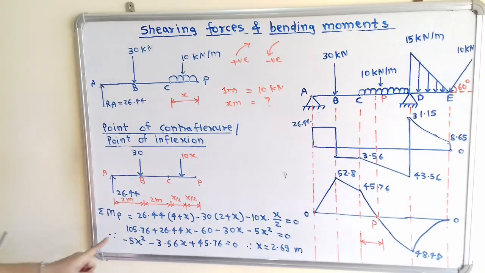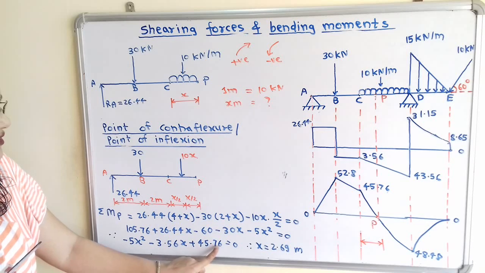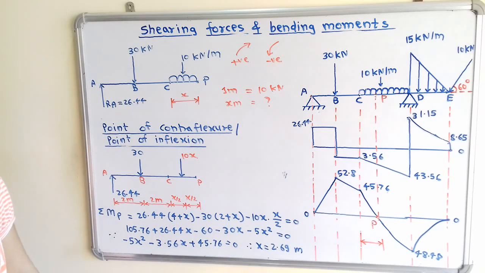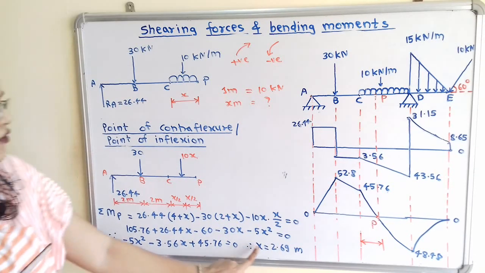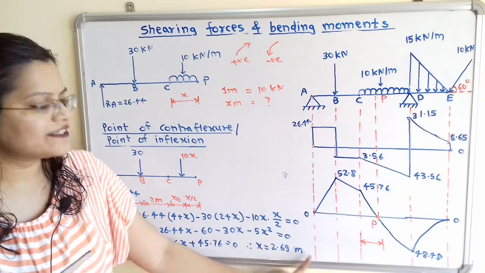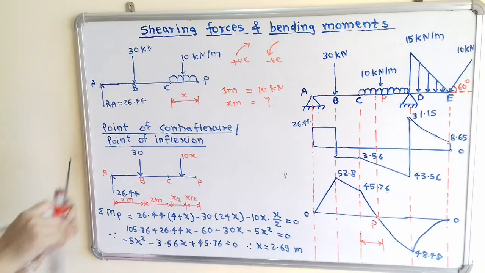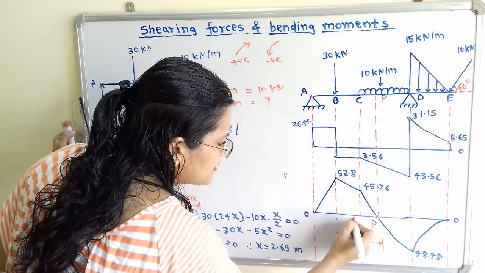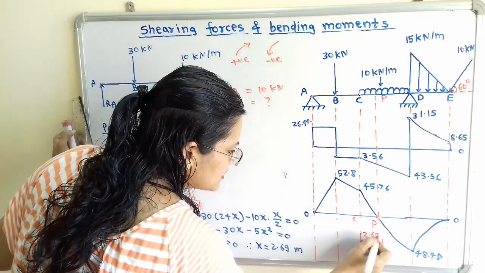When we simplify this, we get minus 5x square plus 3.56x plus 45.76 is equal to 0. So we can take the minus sign common and transfer it to the right hand side. And when we solve this equation, we get the value of x equal to 2.69 meters. So we can say that the distance between C and P, here is the point C, is 2.69 meters.